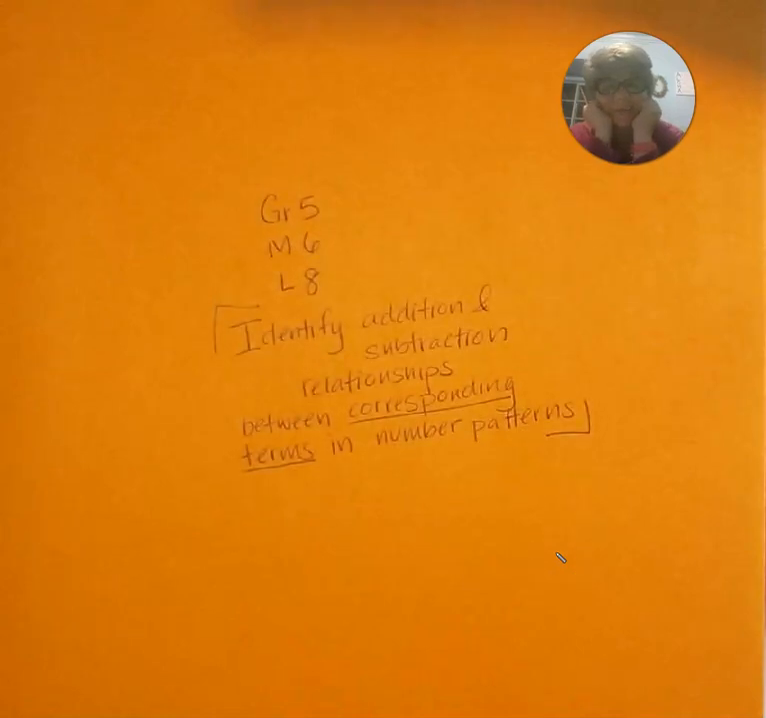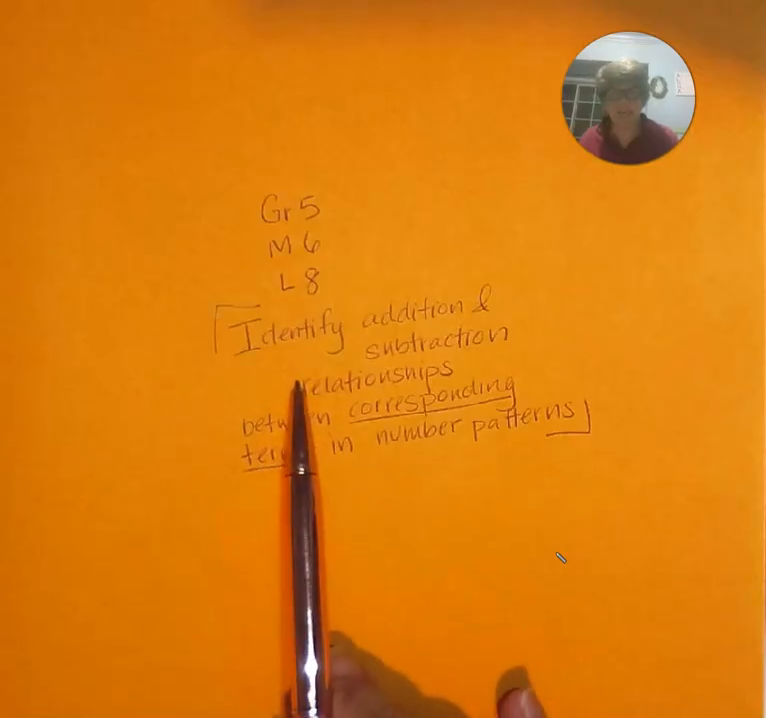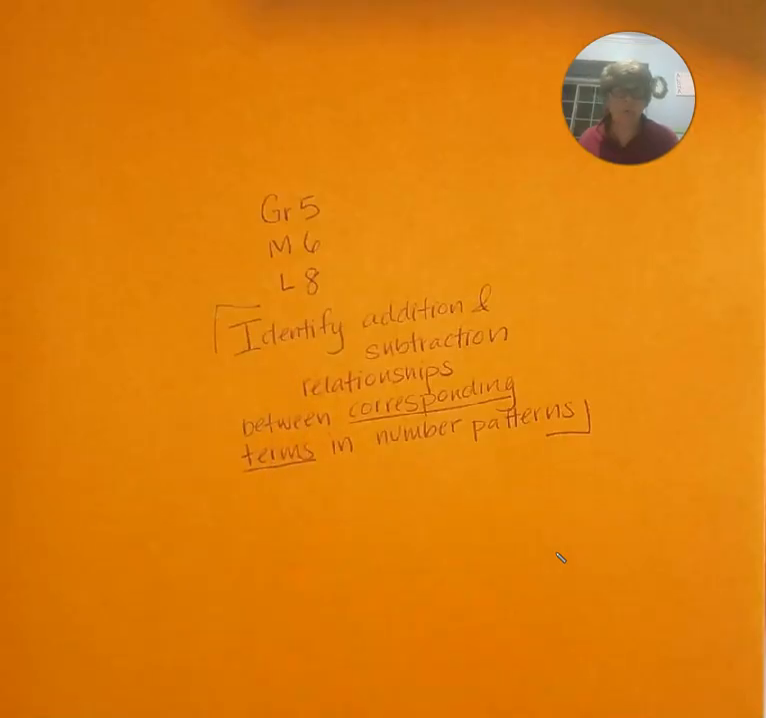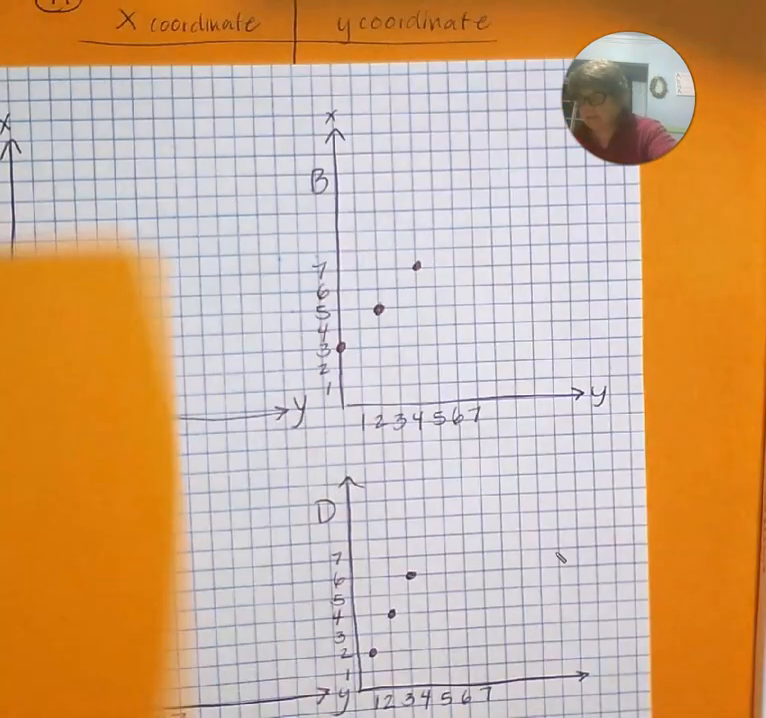All right, welcome to Lesson 8, Video 1, Grade 5, Module 6. Today we're going to be looking at how to identify addition and subtraction relationships between corresponding terms in number patterns. And if you remember from the recent lessons, corresponding means relating X and Y terms, numbers in a pattern. Okay? So let's check this out.